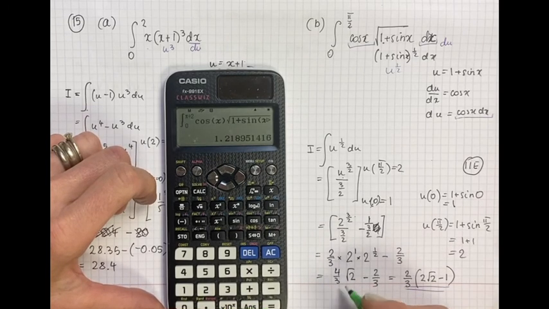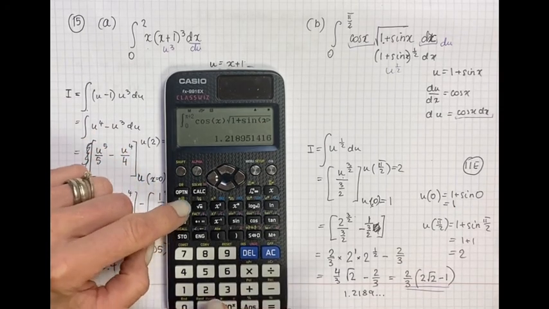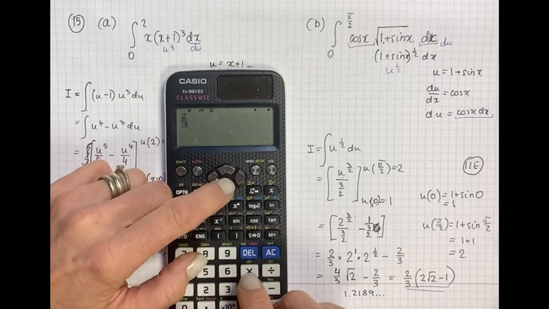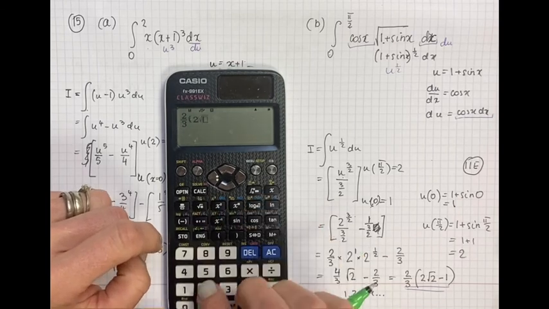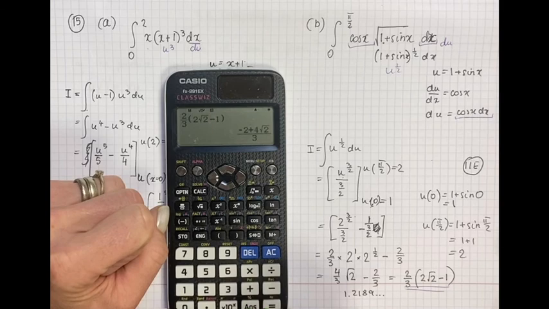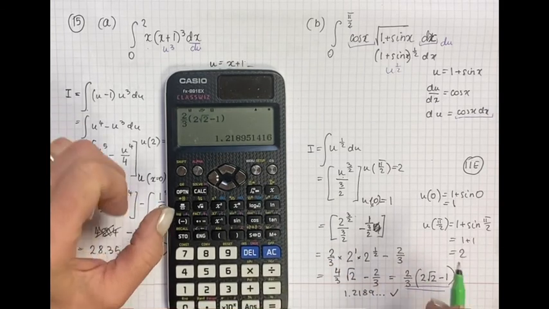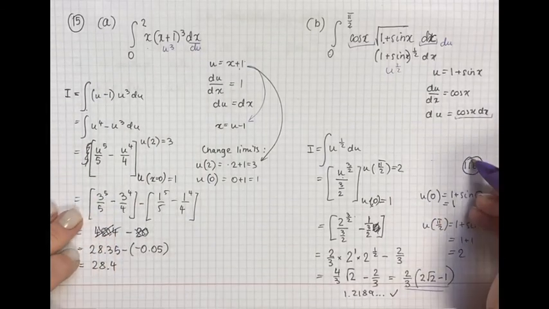Now the answer is 1.2189, and what is 2/3? So is 2/3 the same? So 2 over 3 followed by 2 root 2 minus 1. Yeah, that's correct. Okay, so you can have a go at exercise 11E.